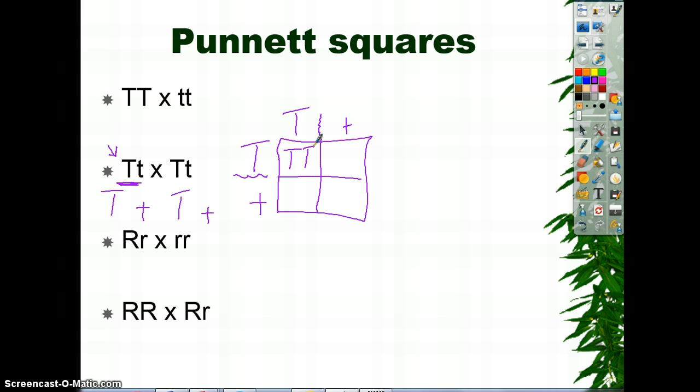So I bring the big T down and the big T over. I'm going to go up here and bring the big T down, and I'm going to bring the little t over. I always write the little t second. Here I bring the little t over, so you can know it's a big T. The little t down. I write the dominant gene in front of the recessive gene. It's going to overpower it. Here I bring the little t down, and I bring the little t over. At this point you should pause the video, practice the other three Punnett squares, and I'll come around and help you.